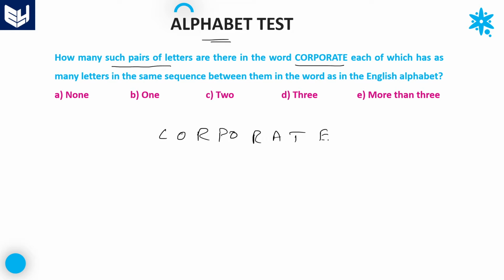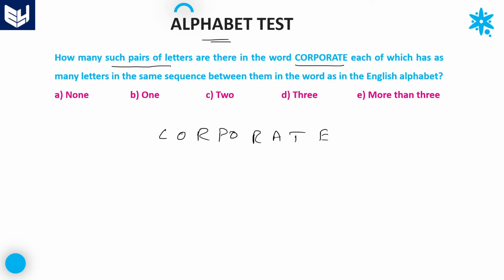CORPORATE. This problem does not depend on any particular calculations. You just want to read the alphabets continuously. As it is the word corporate, each of which has as many letters in the same sequence between them in the word as in the English alphabet. So you have to start with C. You can start with C and read all the alphabets, whether it is satisfying or not, easy to check also.